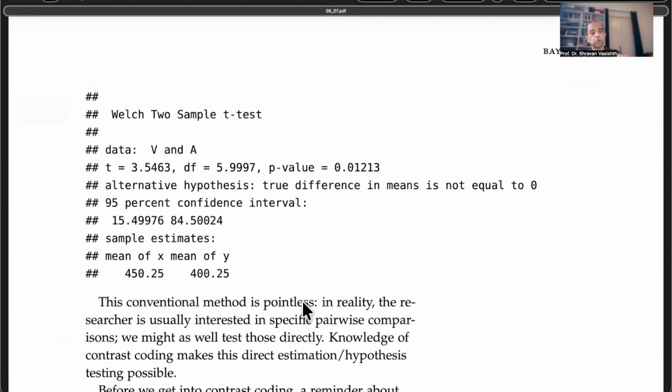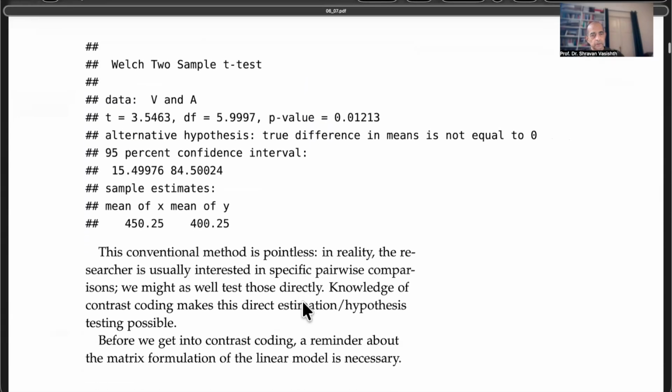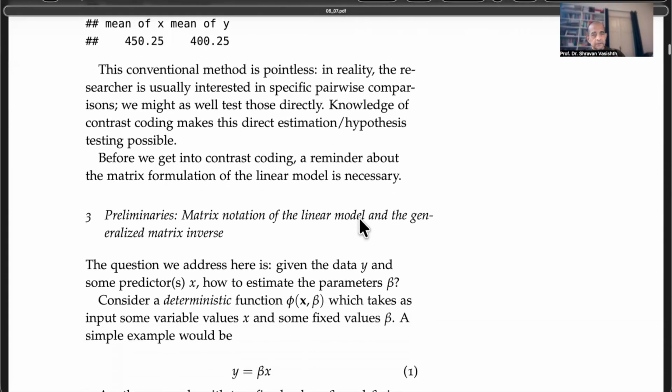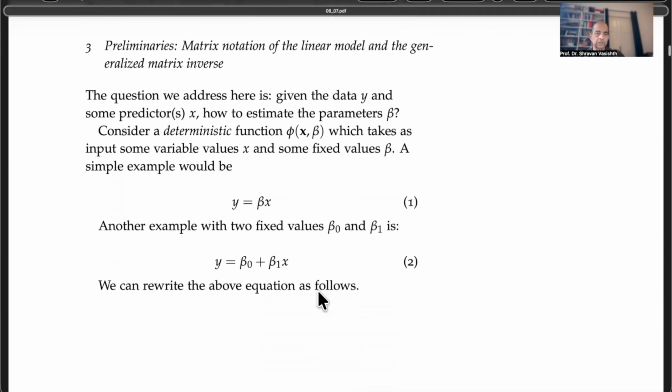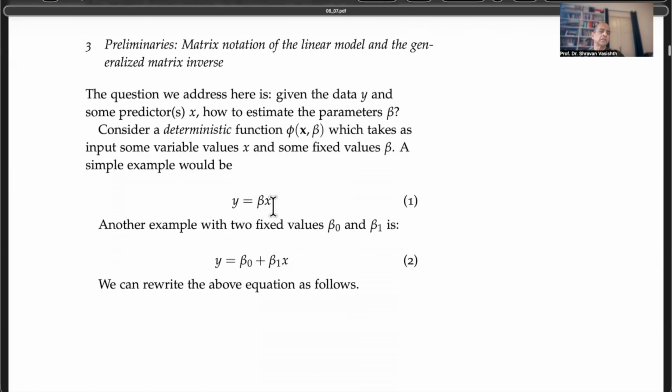It allows you to compare the contrasts of interest, the ones that you really care about. So now, in order to understand how contrast coding works, I just want to translate the standard linear model that we learned in chapters 3, 4, and 5 to a matrix formulation, right? So the normal situation is that you've got some dependent variable y, some predictor x, and some parameter that is telling us the relationship between y and x.